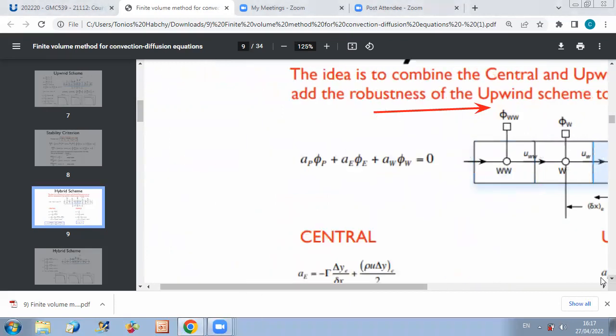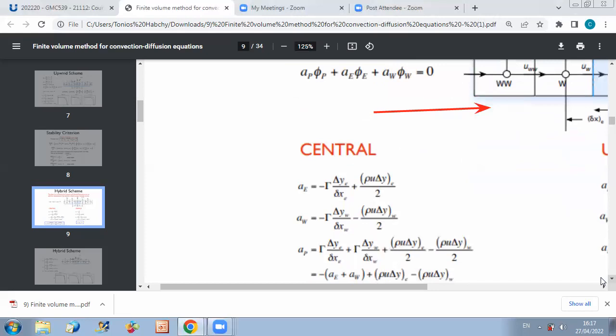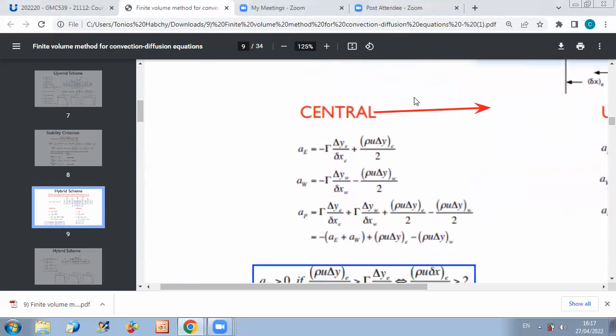In case you have a central scheme and you take U positive, then your east coefficient is given by minus tau delta y over delta x east plus rho U delta y over 2. A west is minus tau delta y over delta x west minus rho U delta y over 2. And AP is tau delta y east over delta x east plus tau delta y over delta x west plus rho U delta y over 2 east minus rho U delta y over 2 west. We did the demonstration of these last time.